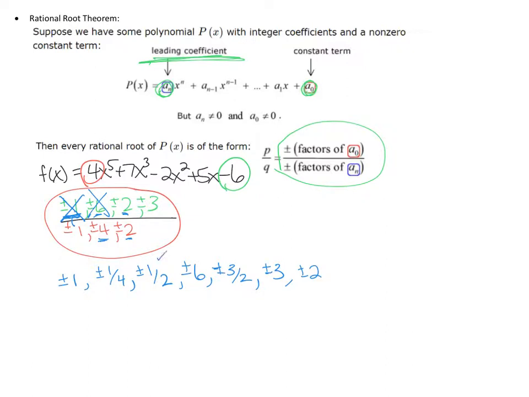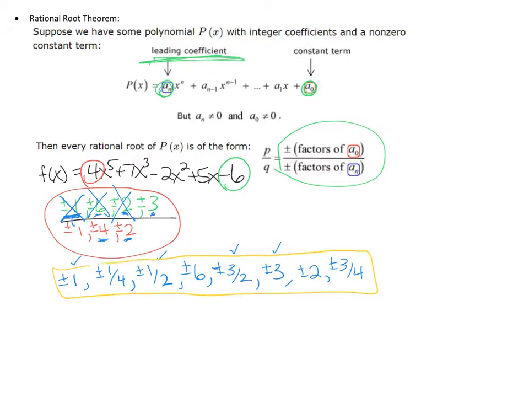It is already on the list, so I'm not going to rewrite it. 2 divided by 2 is 1. It's already on the list. All right, so now let's get to our last number. 3 divided by 1, it's already on my list. 3 divided by 4, so I need to add that one. And then 3 divided by 2, which is already on my list. So now I've got the entire list of possible rational solutions.